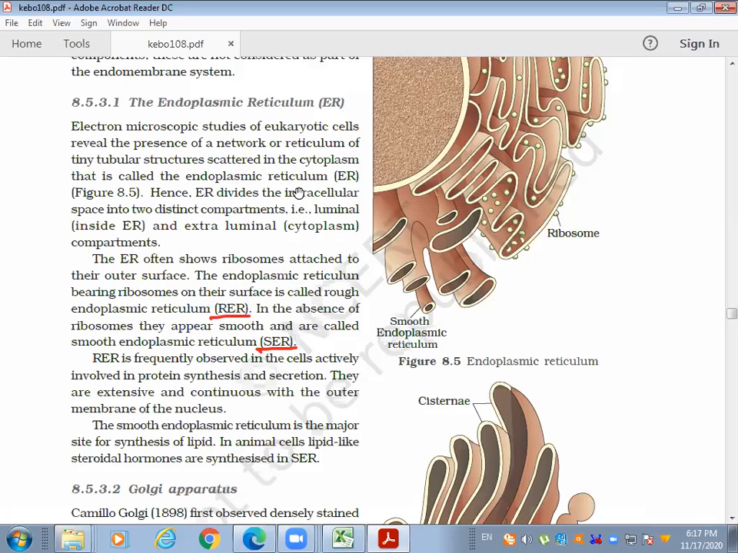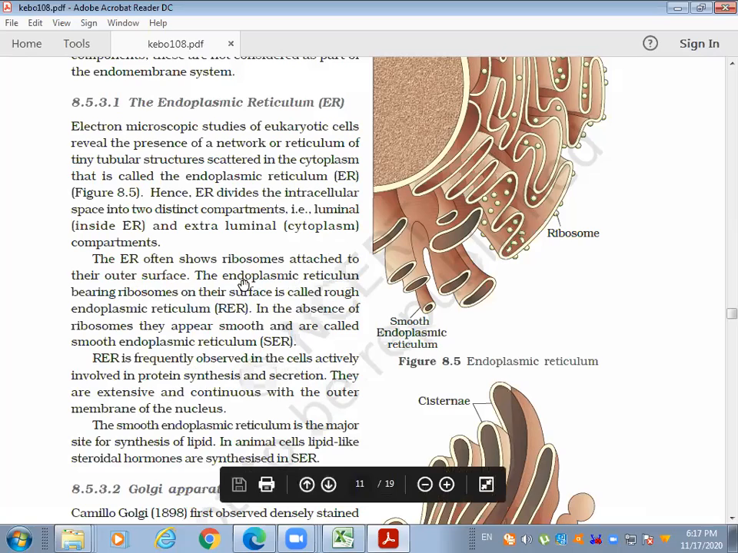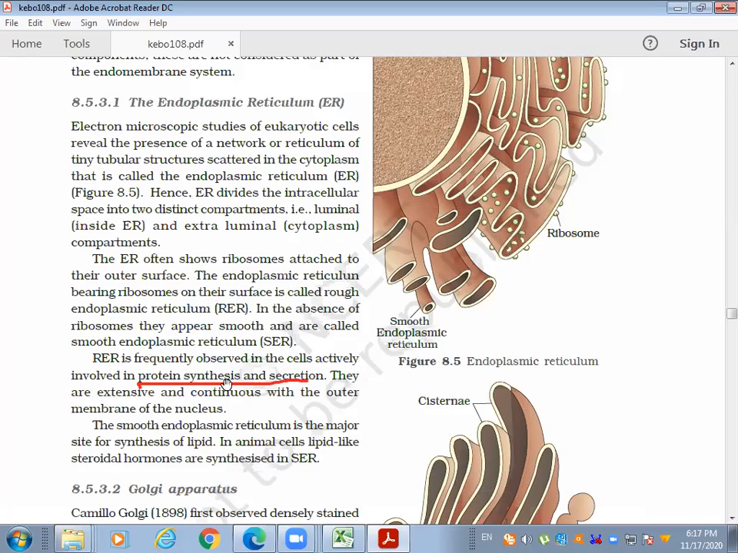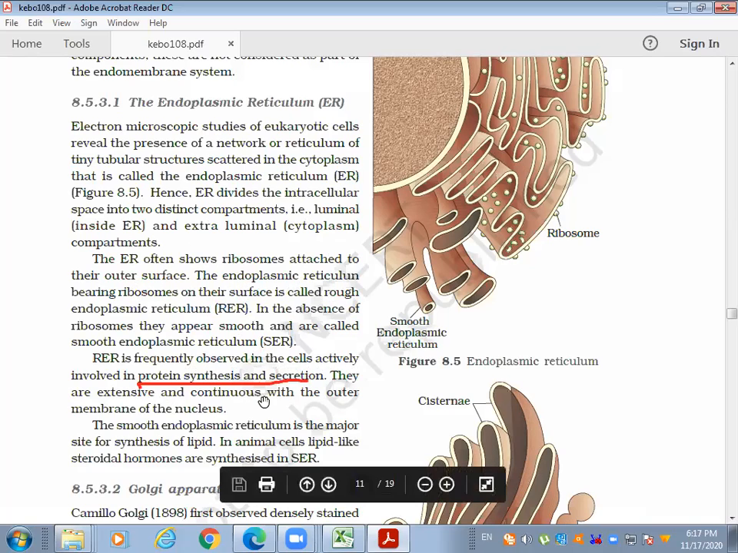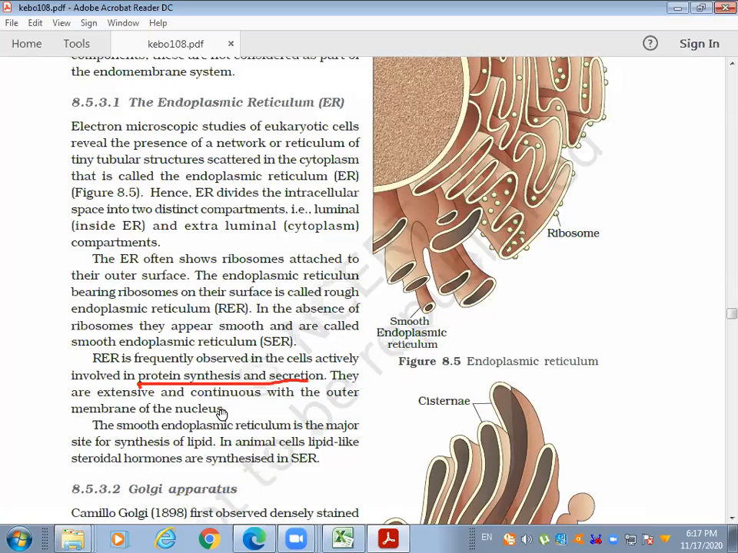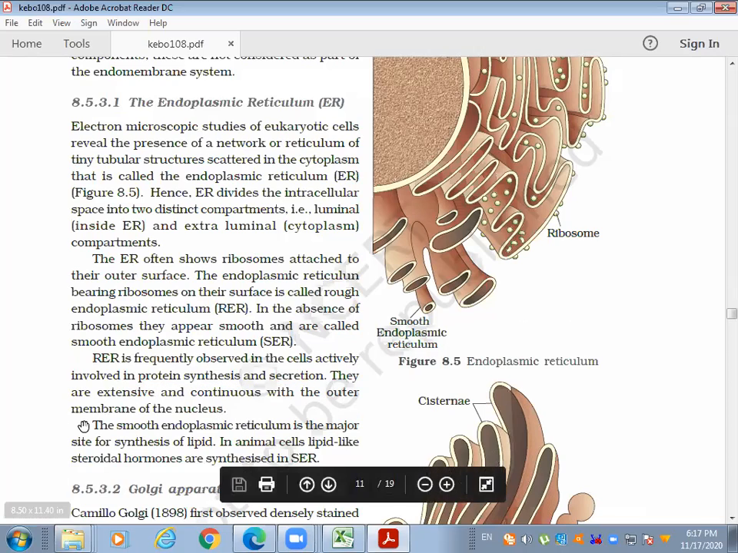The RER, rough endoplasmic reticulum, is frequently observed in cells actively involved in protein synthesis and secretion. In these cells, the RER is extensive and continuous with the outer membrane of the nucleus.